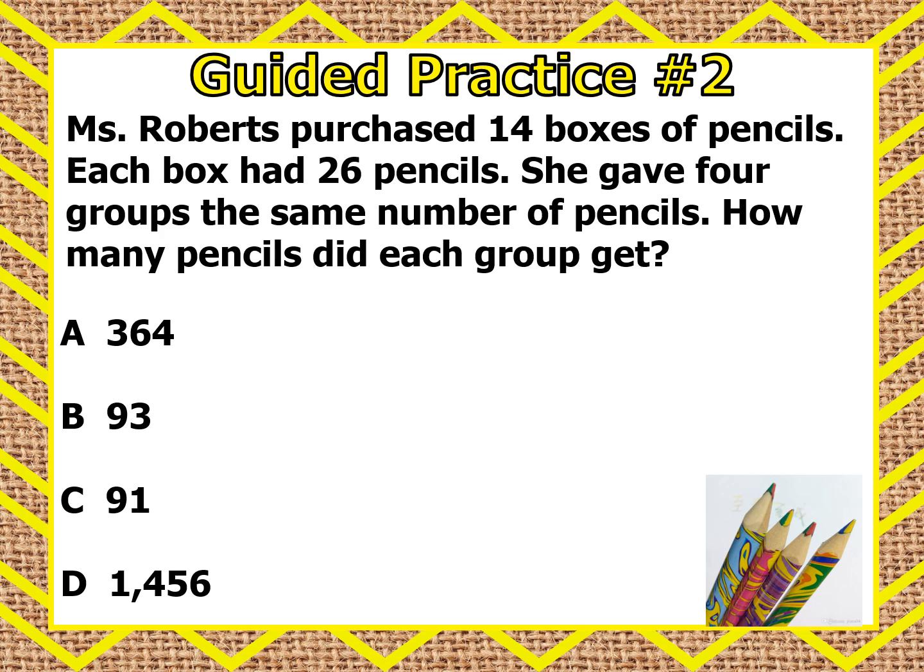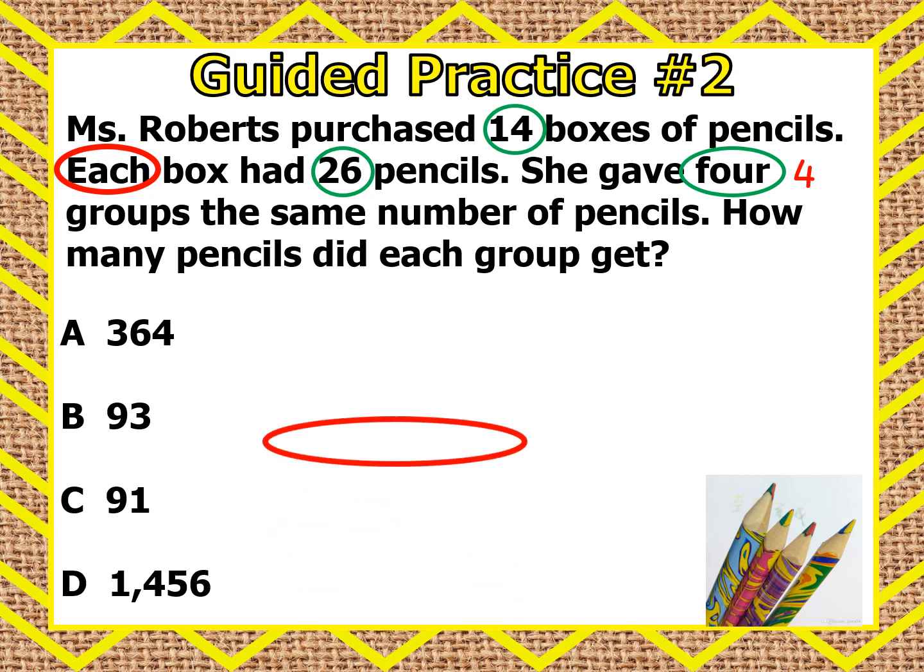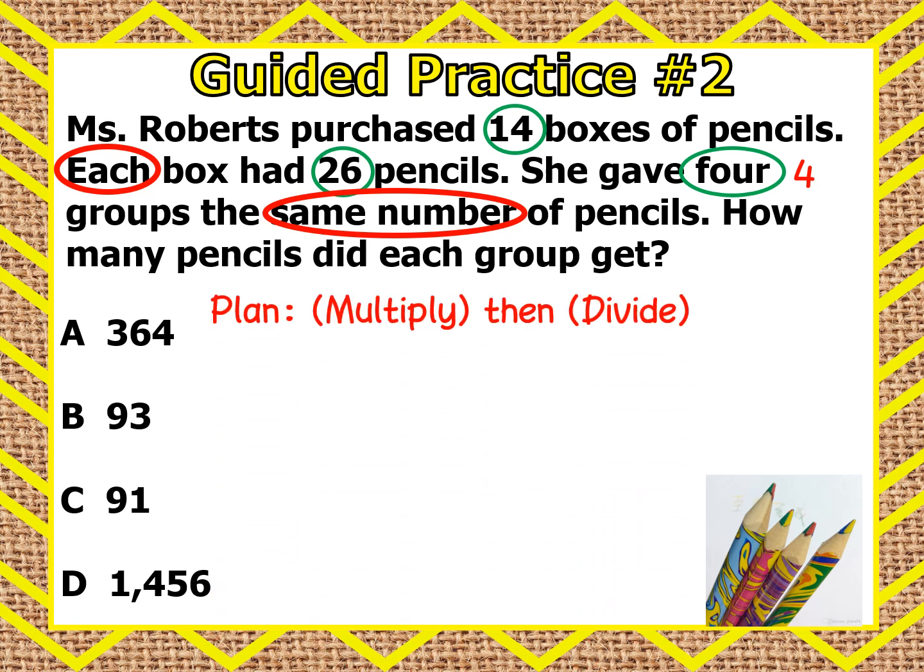The problem is asking me to determine how many pencils Ms. Roberts gave each group. I know she had 14 boxes of pencils. I know each box had 26 pencils. So first, I have to determine how many pencils she had. In order to do this, I have to multiply 14 by 26. Then I know she gave 4 groups the same number of pencils. So I know she took this number of pencils and she split them up into groups of 4. So after I multiply, I have to divide. So my plan here is to multiply, then divide.